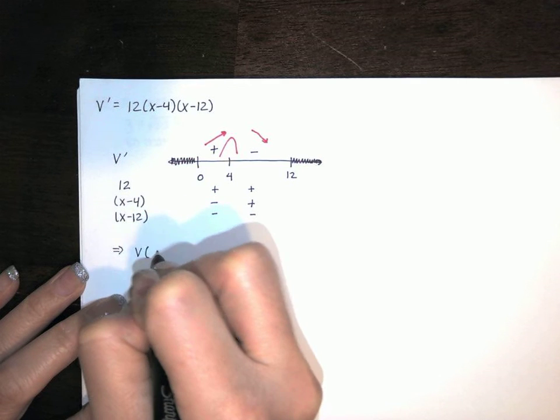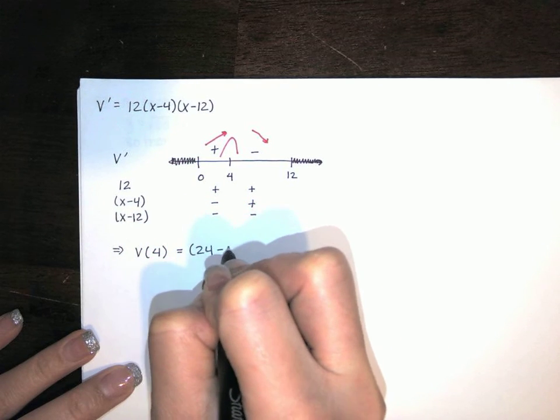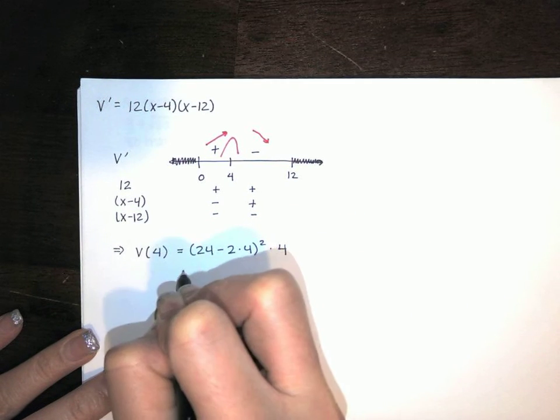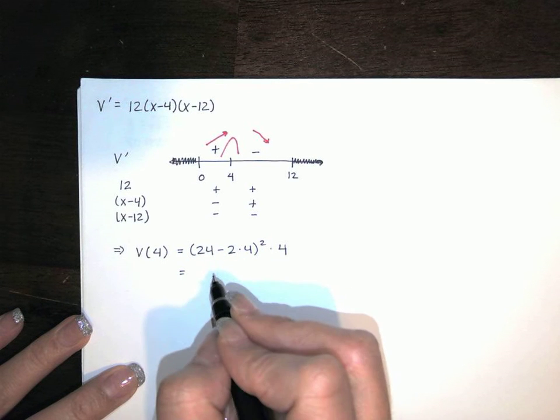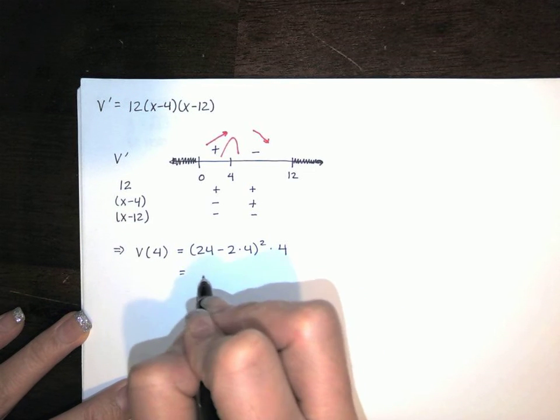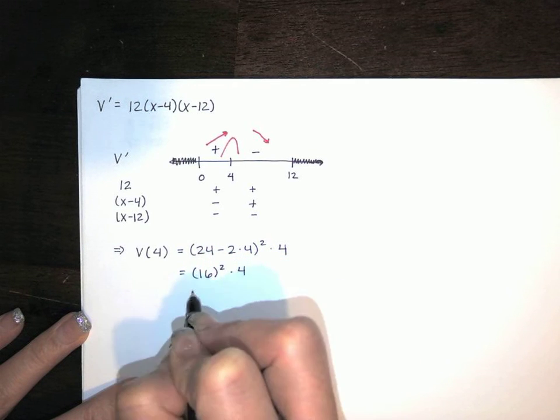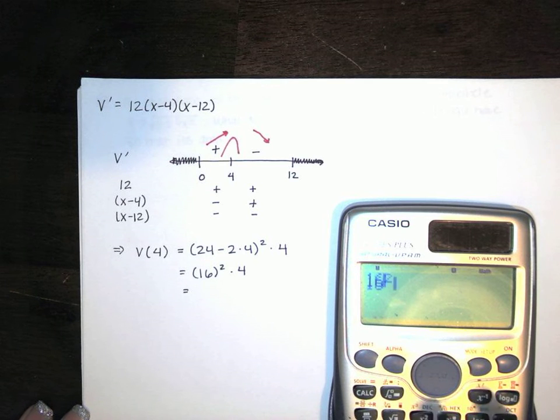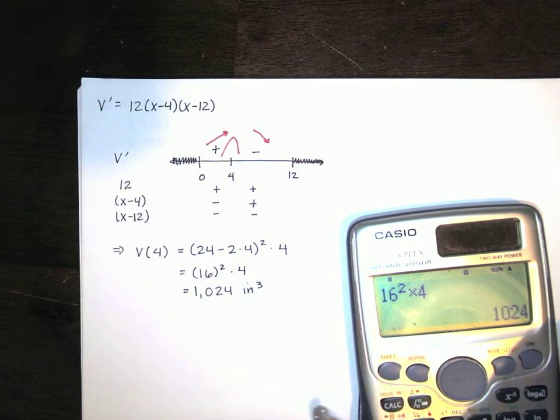So v of 4, which is 24 minus 2 times 4 squared times 4. So we took out these 4-inch by 4-inch corners, and then what was left was 16 inches. So the maximum volume is 16 squared times 4, so 1,024 inches cubed.